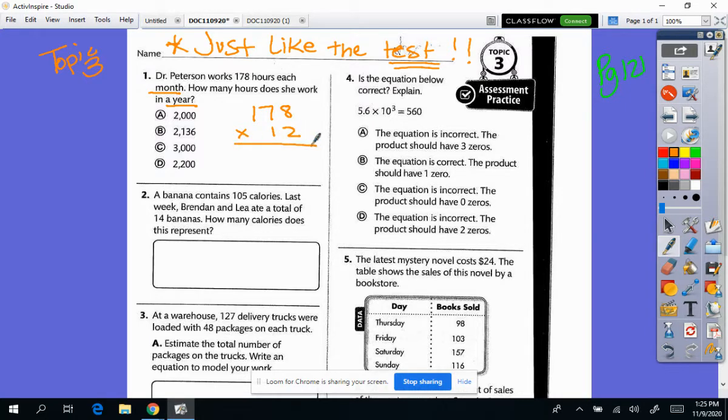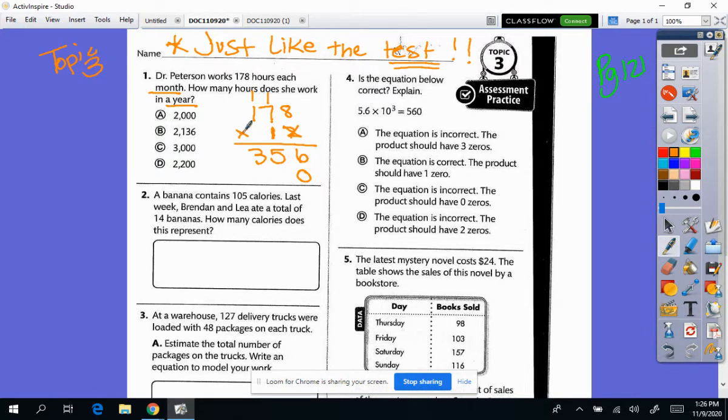When I'm multiplying multi-digit numbers, I always start here in the ones place. So I'm going to multiply this 2 by every digit on top. 8 times 2 is 16, so I bring down my 6 and I carry my 1. 2 times 7 is 14, add the 1 is 15. 2 times 1 is 2, plus 1 more would be 3. Now, since I'm moving over here into the tens place, the value of this 1 is actually 10. I'm going to drop a 0 here.